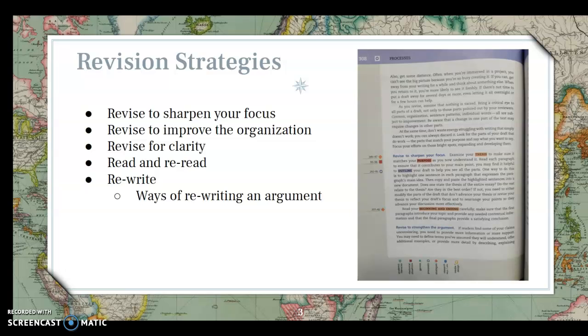So revise for clarity, Bullock mentions. Be sure the readers will be able to understand what you're saying. Look closely at your title to be sure it gives a sense of what the text is about, and your thesis. Will readers recognize your main point?